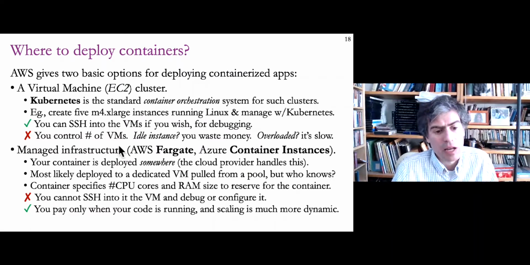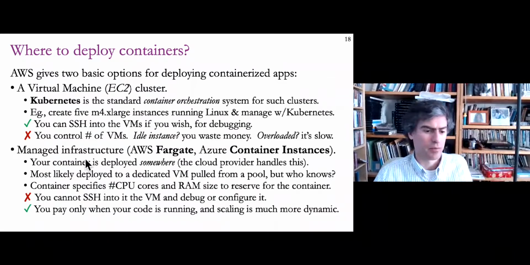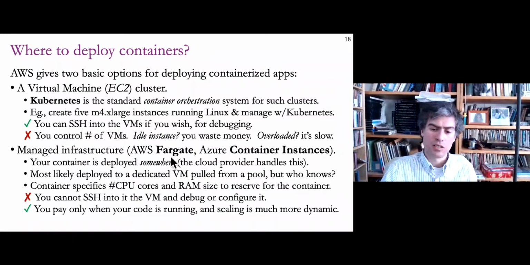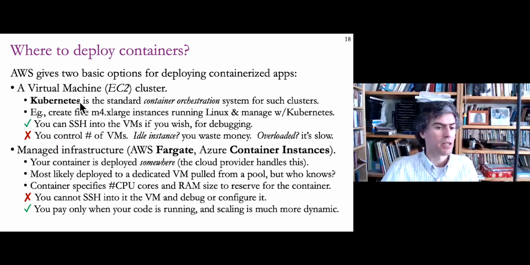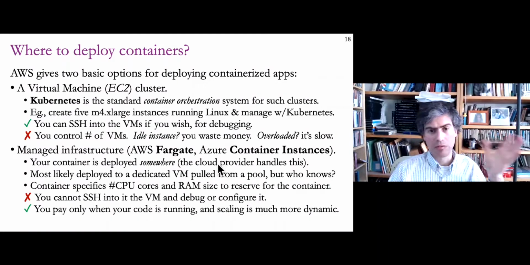So if you don't want to have to manage that cluster size, and you don't want to install Kubernetes for managing running the containers on that cluster, then you can use managed container infrastructure, such as Fargate or container instances. With these systems, basically you're just providing your container to a cloud provider, and that cloud provider has its own system like Kubernetes running across its huge data center to deploy your container somewhere. We don't care where. You just specify the CPU resources and RAM you want to reserve for it, and it manages it for you.